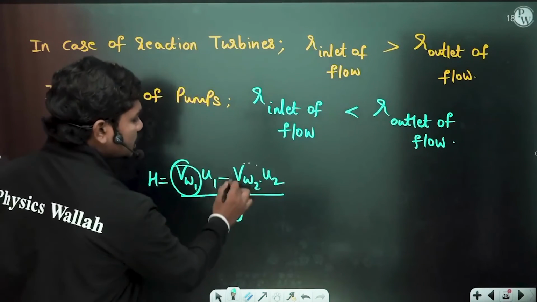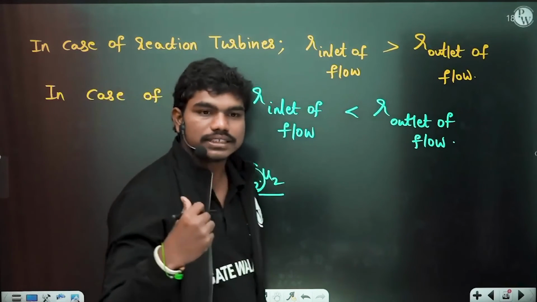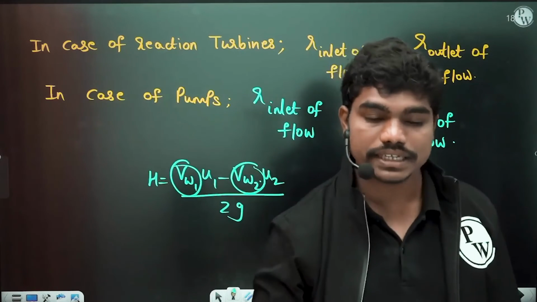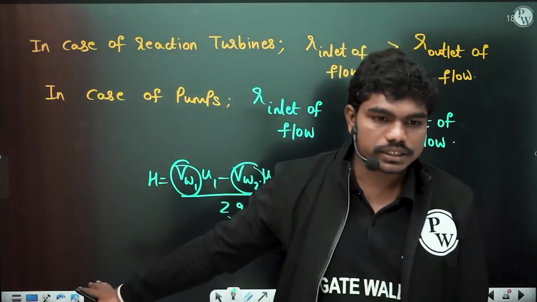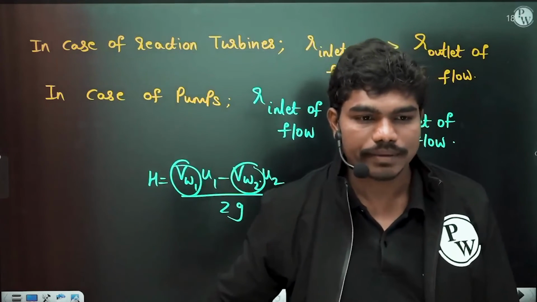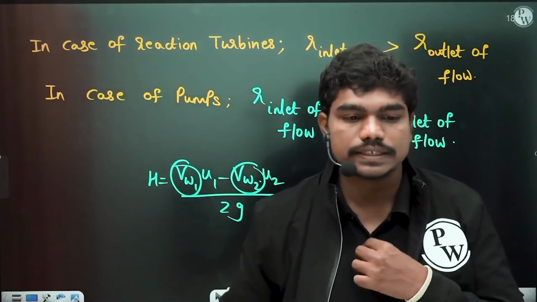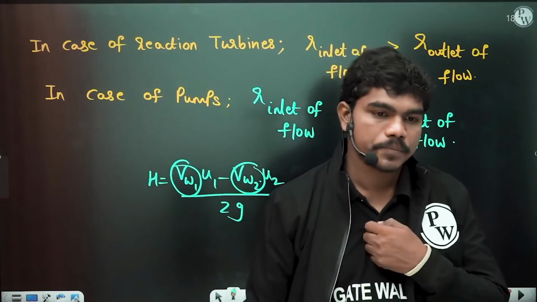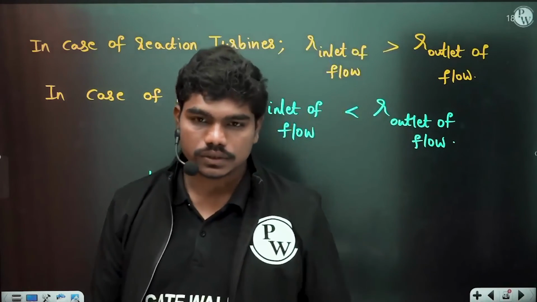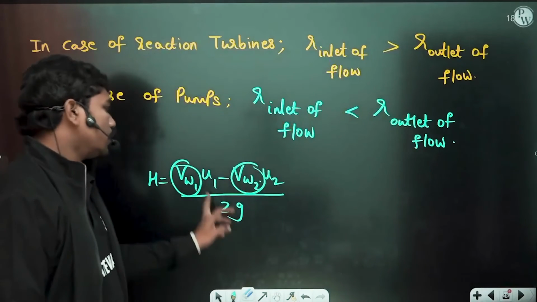Vw1 is called the tangential component actually. These are the tangential components which are responsible for the rotation of the rotor. Correct? Have you seen these things anywhere? Head developed by the turbine at the rotor. They might have given you these kinds of things. Correct? So basically all these things depend upon this. So it's very important for you to identify these things.